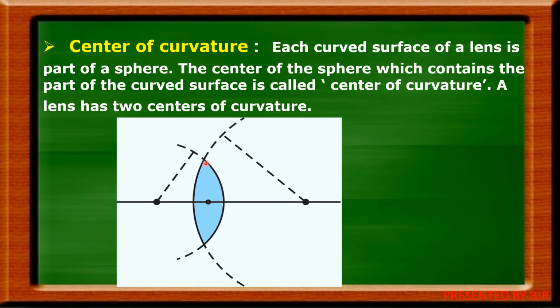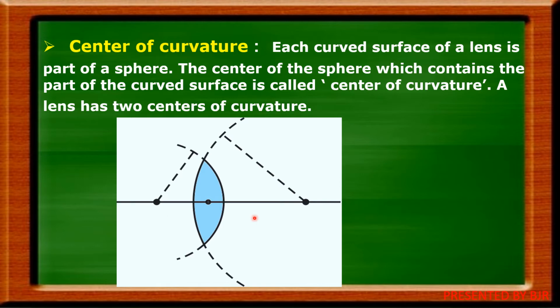So here the first curved surface is the part of this sphere. So here is one center of curvature. The second surface is the part of this sphere. So here is the second center of curvature. So a lens has two centers of curvature. Here C1, say this is the first curved surface, so here is C1 and C2. C1, C2 are the centers of curvature.